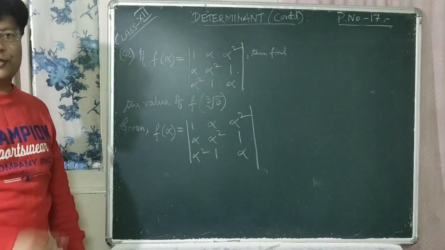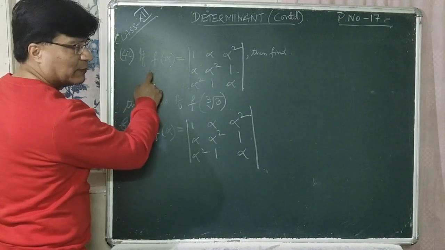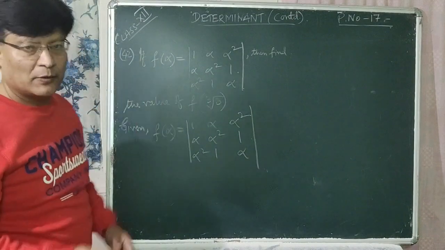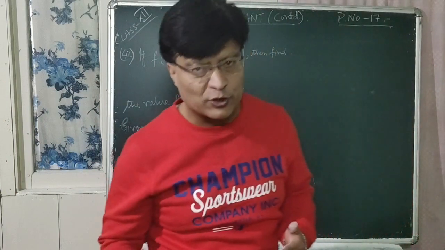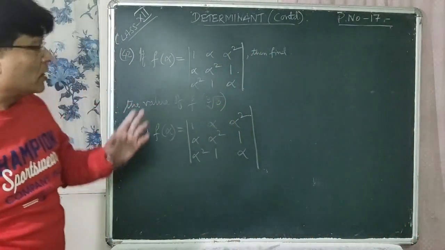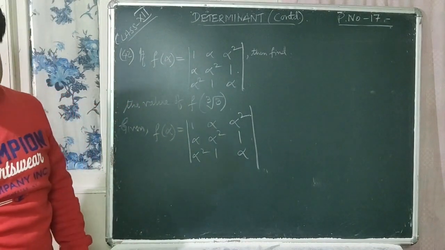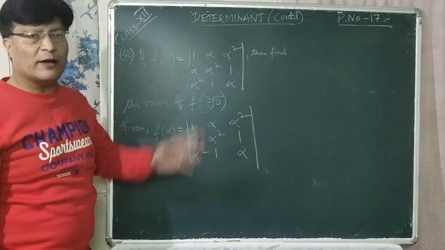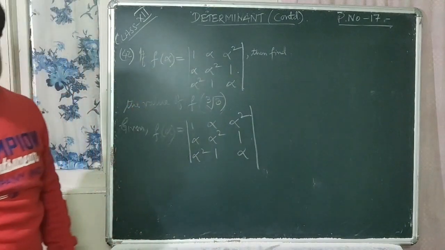Now we will do question number 42. If f of alpha, that means function of alpha, function of x means any expression in x is known as a function of x. That is, any expression in terms of alpha is known as the function of alpha. This f of alpha means function of alpha. It is expressed as a determinant.